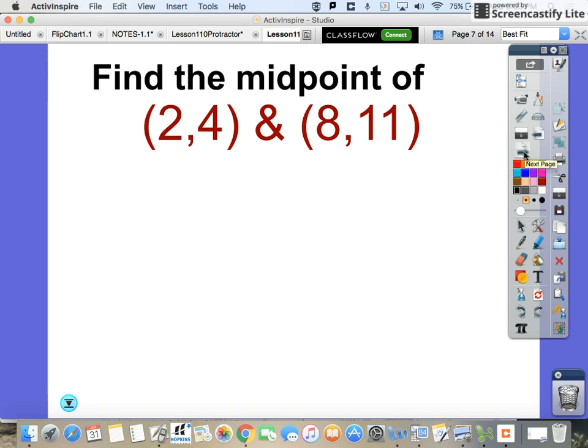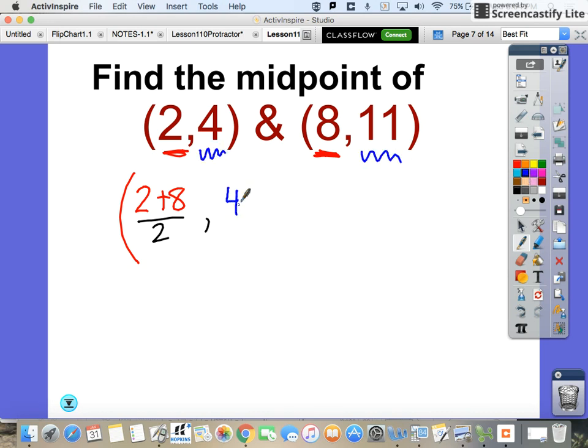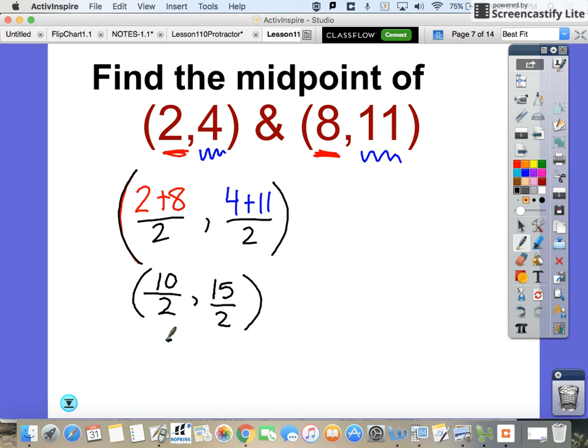So if we have these two coordinates and we want to find the midpoint, what we do is we take x plus x divided by 2, so 2 plus 8 divided by 2, and then we do 4 plus 11 divided by 2. Well, 2 plus 8 is 10. 4 plus 11 is 15. 10 divided by 2 is 5. 15 divided by 2 is 7.5. So this would be our midpoint.